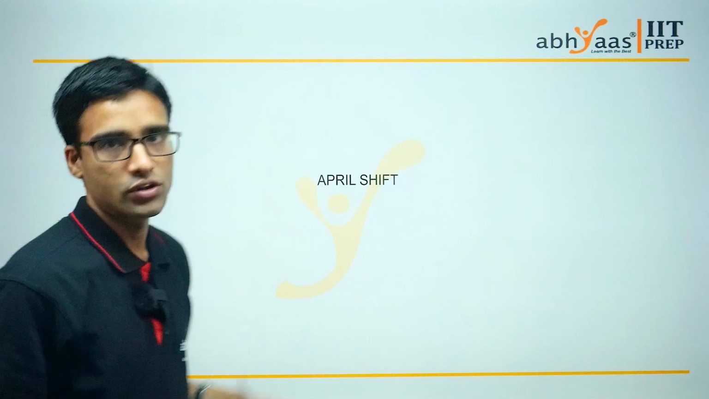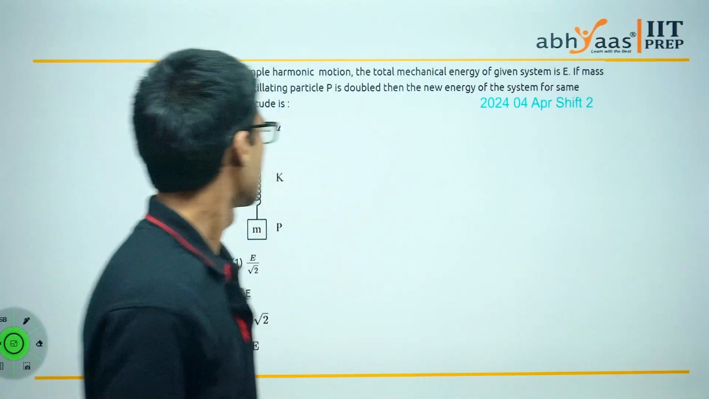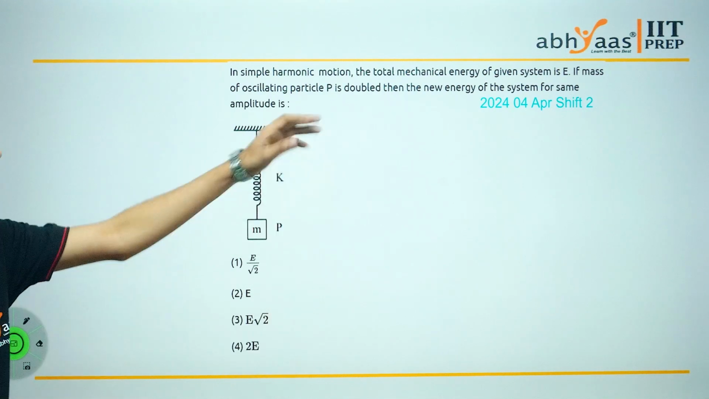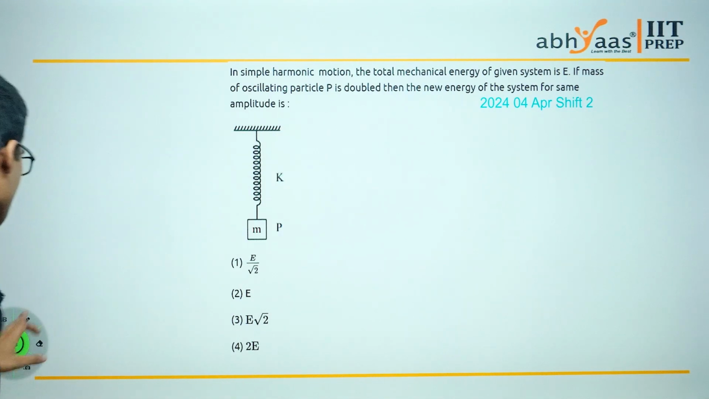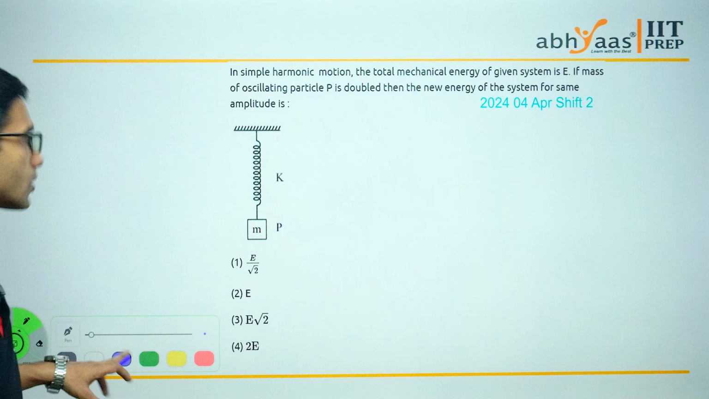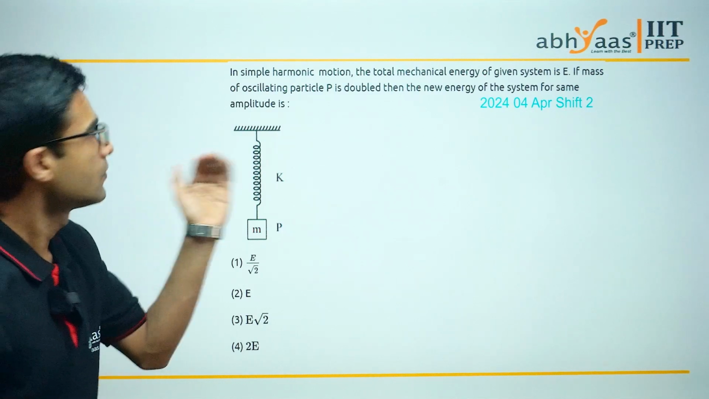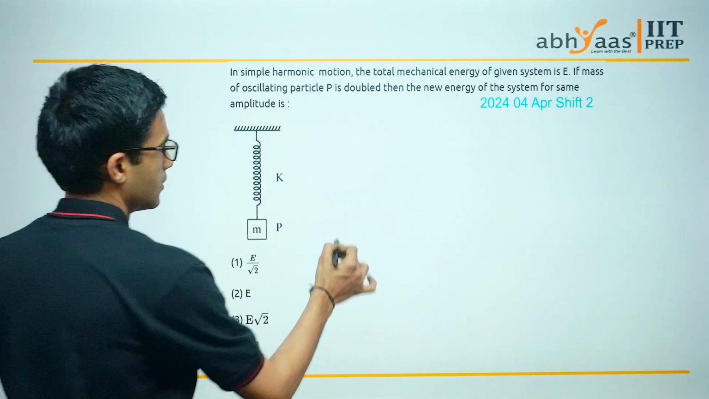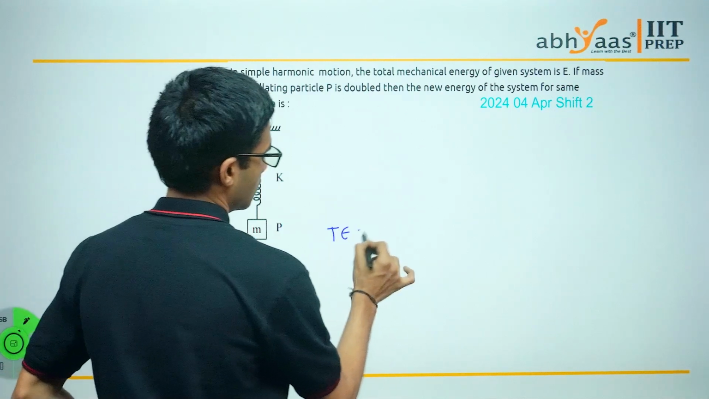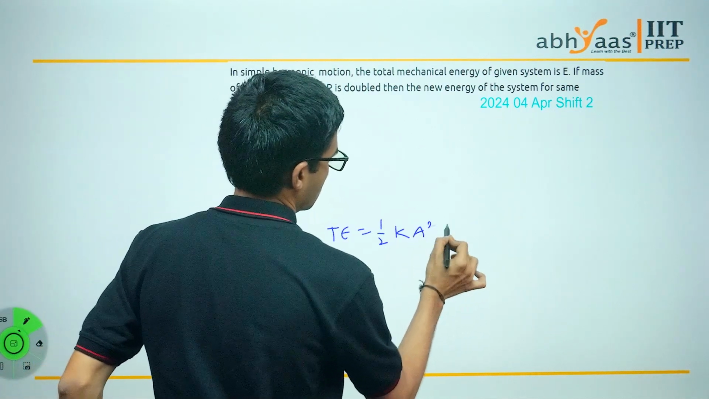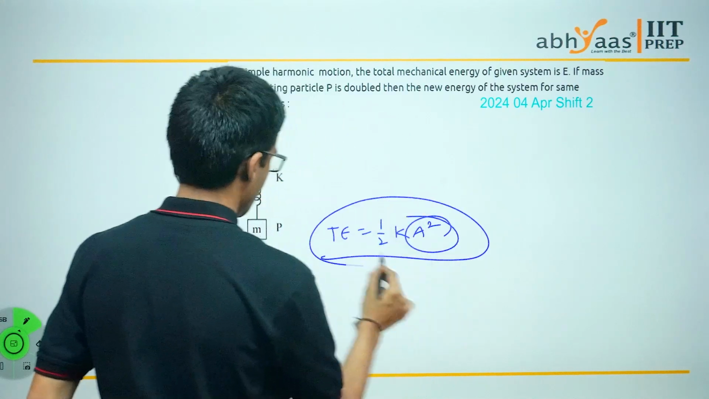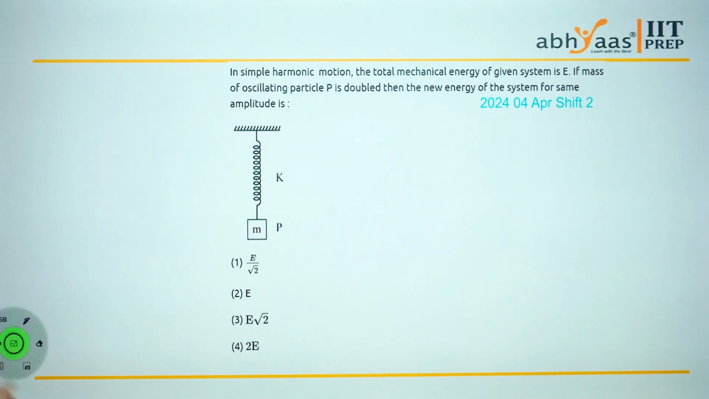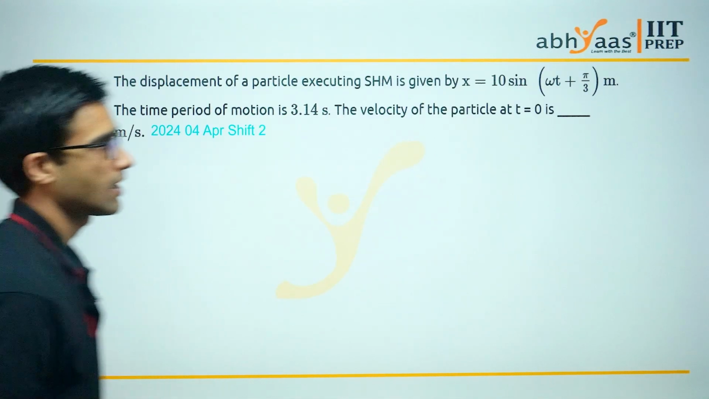Now going to the questions in the April shift. This is the first question. In simple harmonic motion, the total mechanical energy is E. If the mass is doubled but the amplitude is not changing, total energy is half k A square, so energy remains the same. That's why E is the answer. Simple question, without any calculation.